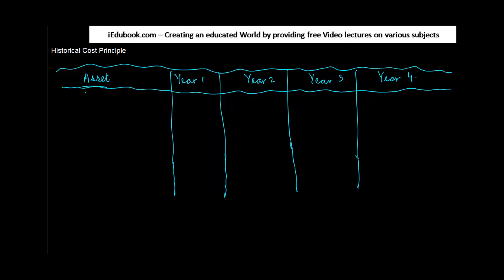Now, let's say for example, you bought an asset. Let's call this plant and machinery, in year 1 at, let's say, 10,000. Okay. Now this asset which was acquired at 10,000 is going to be depreciated over the period of years. Let's say, for the sake of simplicity, I'm assuming that depreciation that is charged is 1,000 per year. This number can actually be different.